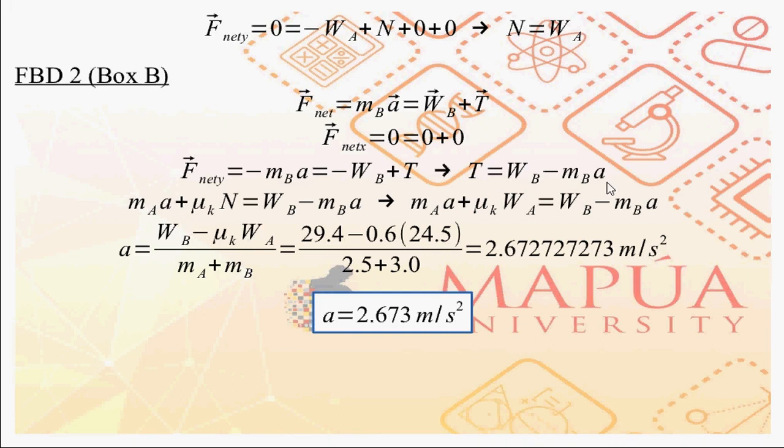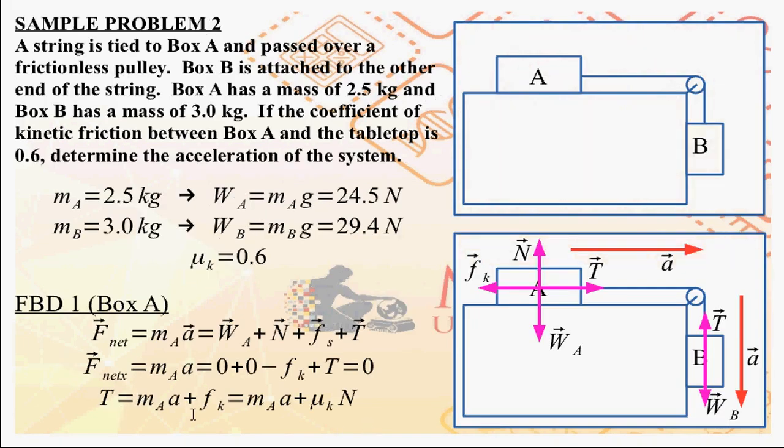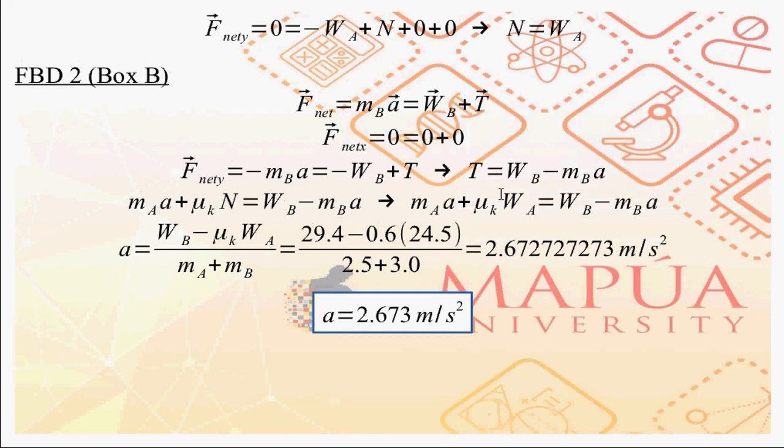Now, we have an equation for tension from free body diagram 1 and one from free body diagram 2. We can equate the two equations, which will give us mA a plus mu k N is equal to weight B minus mB a. Normal force N is just equal to weight A, so replace N by weight A.